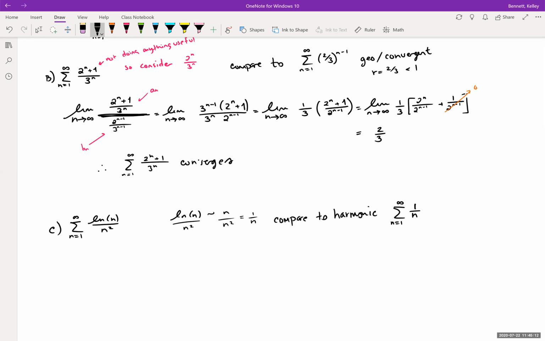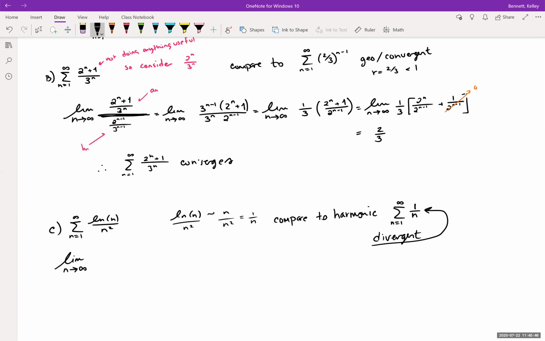Right, so again, relating natural log of n to n, and then putting both of those over n squared. So now you kind of get an idea of what your comparison series should look like. This is divergent. So when I take this limit, I'm hoping to get something that's finite non-zero. So I can also say, okay, well, by the way, this thing's also going to diverge.